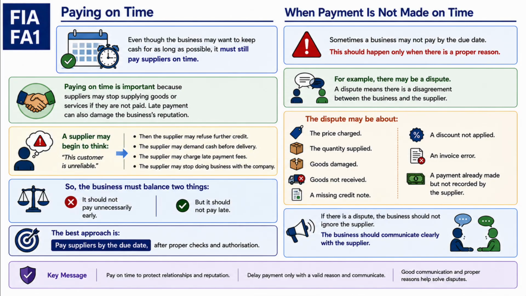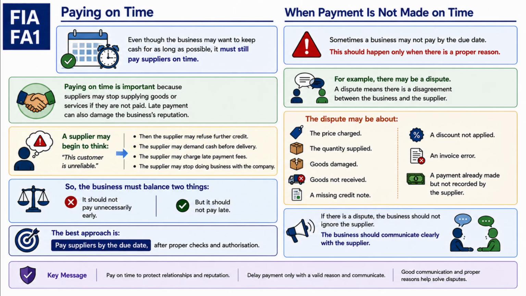Paying on time. Even though the business may want to keep cash for as long as possible, it must still pay suppliers on time. Paying on time is important because suppliers may stop supplying goods or services if they are not paid. Late payment can also damage the business's reputation. A supplier may begin to think, this customer is unreliable. Then the supplier may refuse further credit. The supplier may demand cash before delivery. The supplier may charge late payment fees. The supplier may stop doing business with the company.